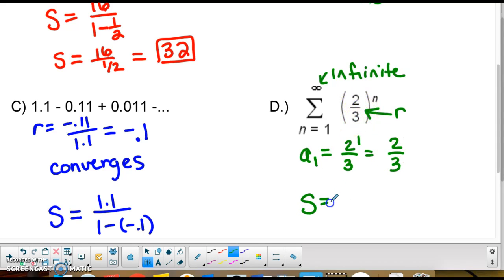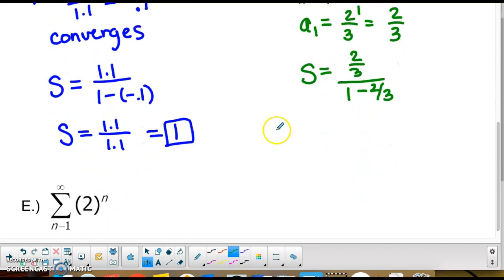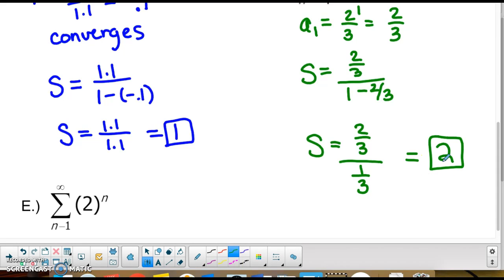So when we find the sum there, we're going to take A1, which is 2/3, and divide it by 1 minus 2/3. So that's essentially going to be 2/3 divided by 1/3. And that is going to give us a sum of 2. If we were to look at letter E, this one has an R value of 2, so this one diverges and we have no sum.